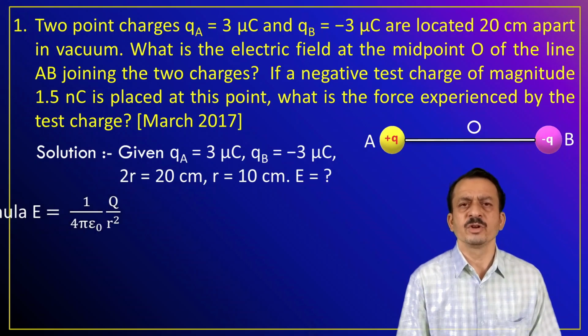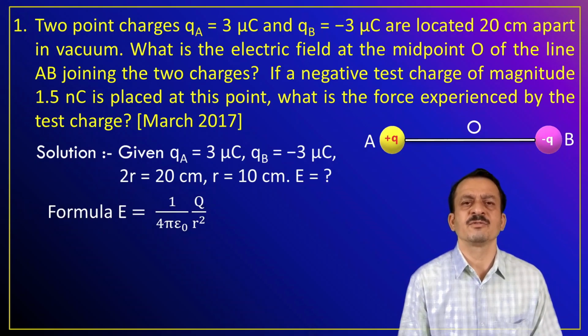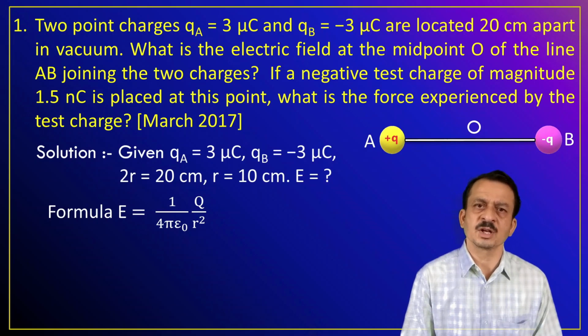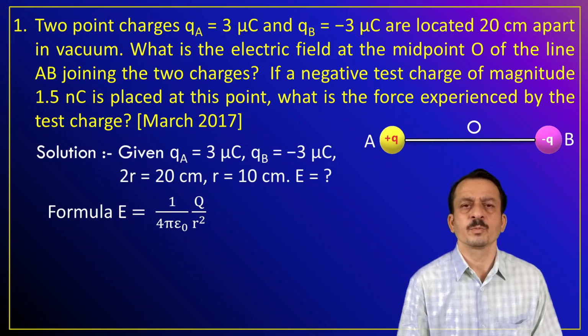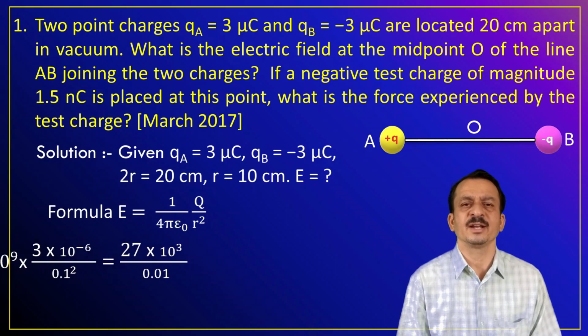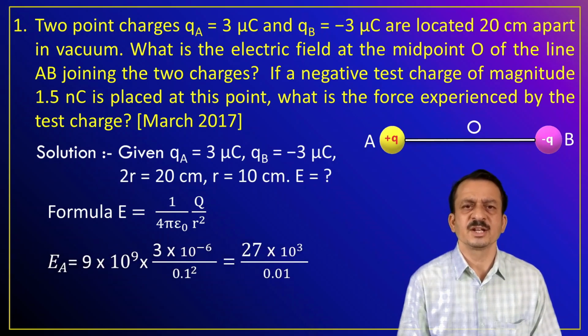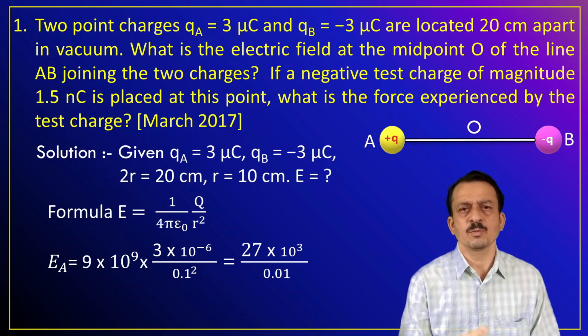Now what is the formula? We know that the electric field is given by E equal to 1 divided by 4 pi epsilon naught into Q divided by r square. The value of 1 divided by 4 pi epsilon naught is a constant, 9 into 10 to the power of 9. Substitute the charge, 3 into 10 to the power of minus 6, divided by 0.1 whole square. 9 into 3 is 27, into 10 to the power of 9 into 10 to the power of minus 6, it is 10 to the power of 3, divided by 0.1 square, which is 0.01.